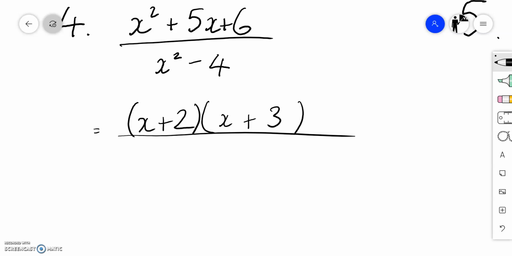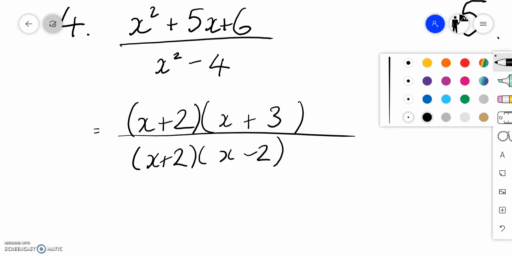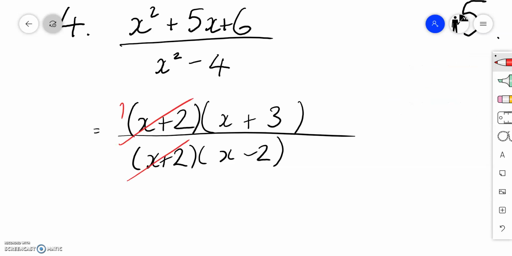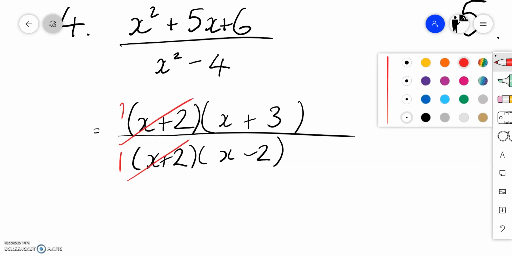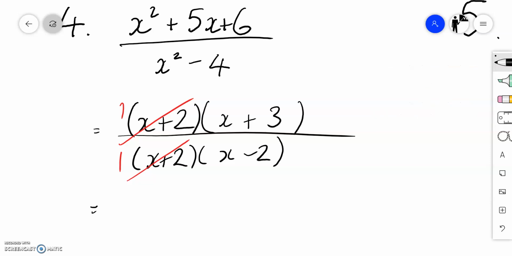Is there a common factor? No. Do I have something squared take away something squared? Yeah, 4. 4 is 2 squared. So I've got x squared take away 2 squared. That's going to be x plus 2, x minus 2. And then we can simplify x plus 2 with x plus 2. They'll both simplify to 1. So I've got 1 lot of x plus 3. You can write that as x plus 3. If you want the bracket, you can put it there. I've got 1 lot of x minus 2, as so.